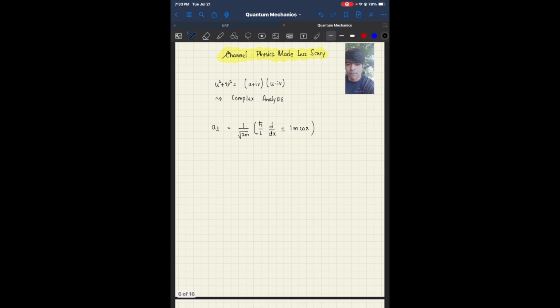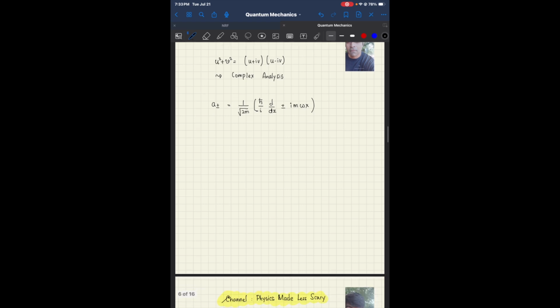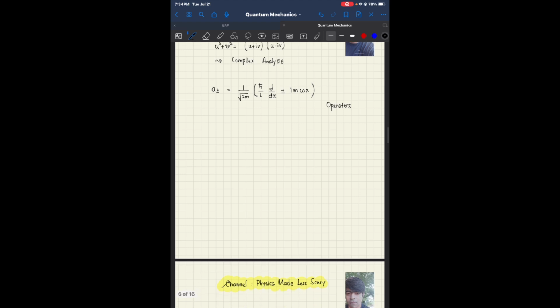Okay, I have randomly defined an operator. Why is it an operator? Because you see there is a derivative here. So this needs to act on a function. Otherwise, in itself, this doesn't make too much sense. So that's why it's an operator. These are called operators, specifically differential operators.